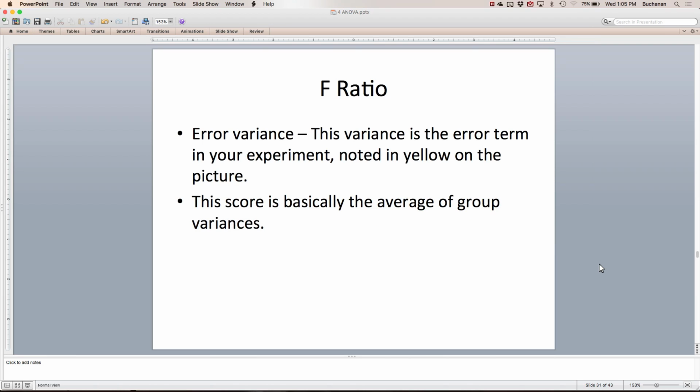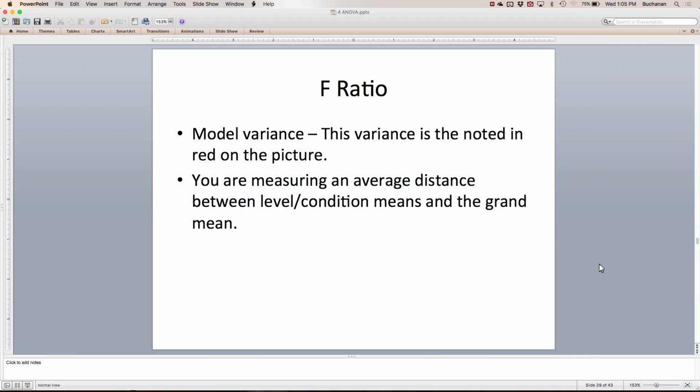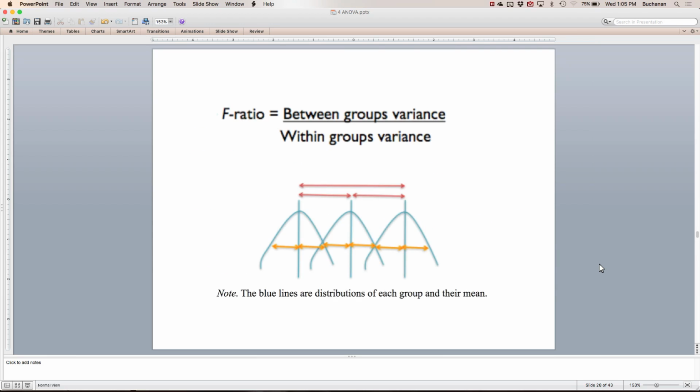Now the error variance is the yellow one. So it's within each little group. The idea here is that I have these different groups and I'm trying to see why they're different. The means are different because of something I did in the experiment. So I put them in different condition levels, or I manipulated the instructions. I did something to them. And so I'm the reason they're moving far apart, hopefully.